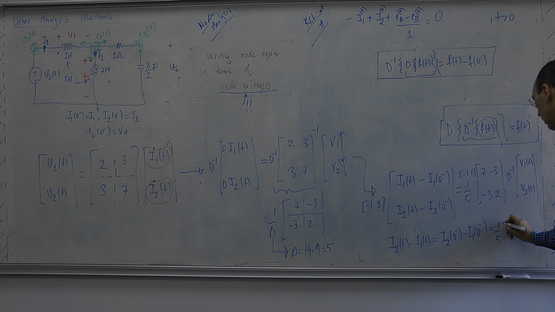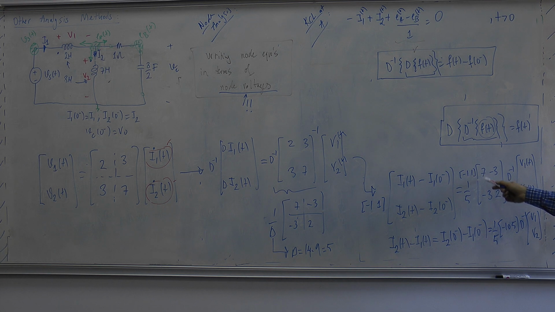So I have d inverse. Let me use this space a little better. 1 over 5, minus 10, 5, d inverse v1, v2. Let's check. So minus 3, minus 10, 3 plus 2, we have that.